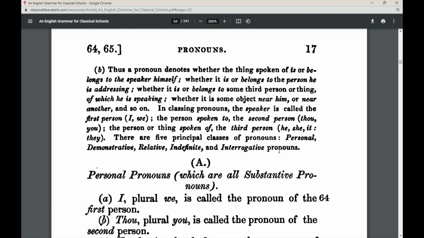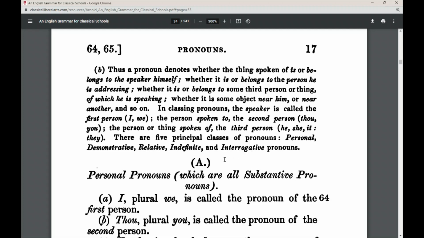And as we study, make sure you remember and learn the meaning of these 5 classes of pronouns. You might want to jot them down and keep an eye out for them in this lesson: personal, demonstrative, relative, indefinite, and interrogative pronouns. So in this introduction, we have a good description of what pronouns are, and we understand the persons of pronouns and the 5 principal classes of pronouns.